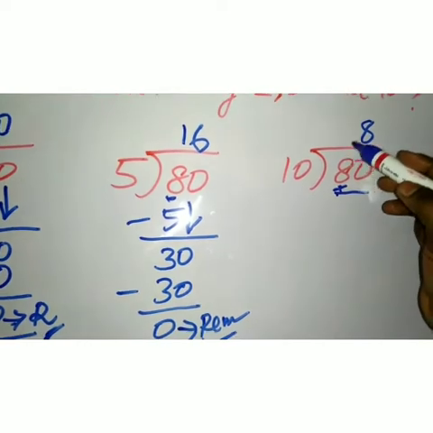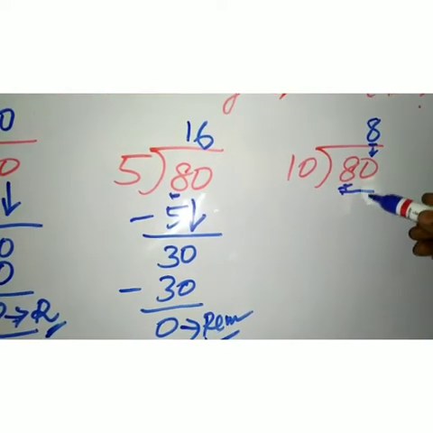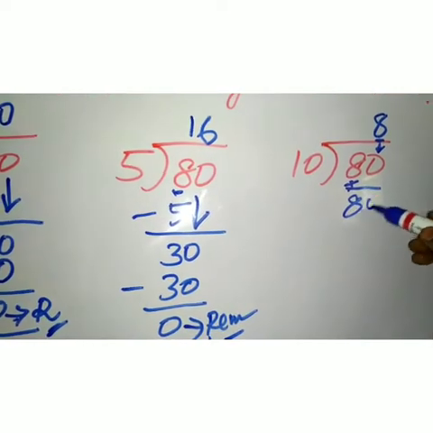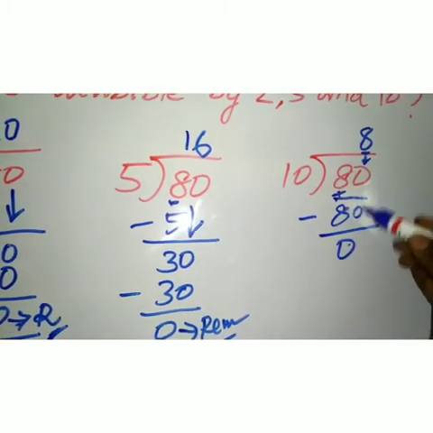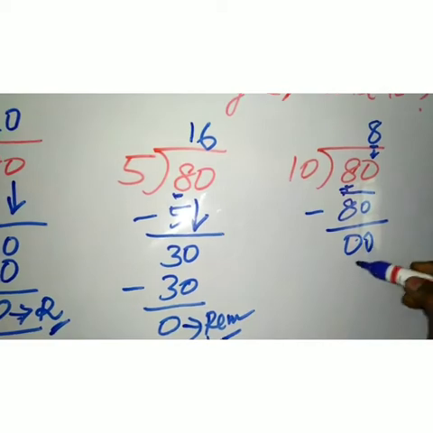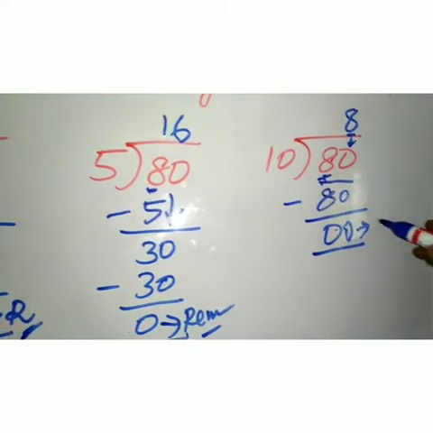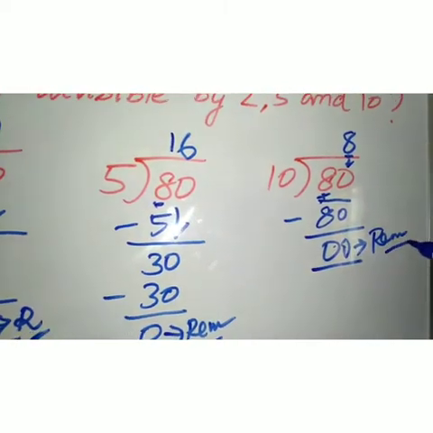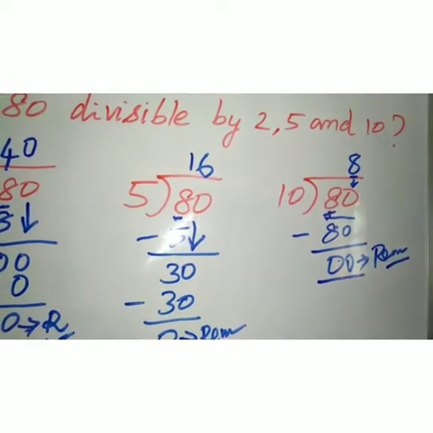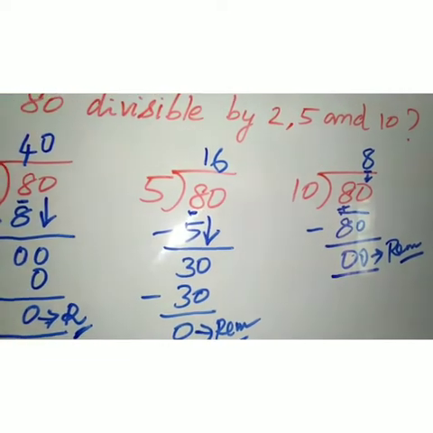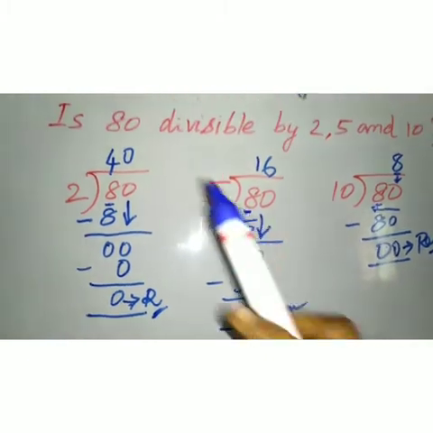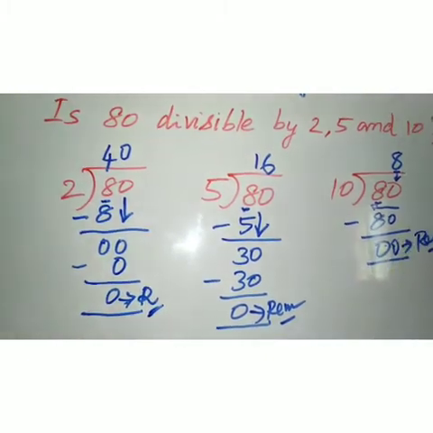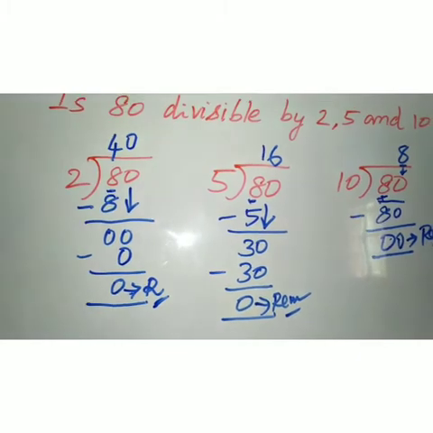If you consider the single number, that means 10's place number, you have to write the dividend in 10's place only, not in 1's place. 10 eights are 80. Subtract those two values, you get the answer as 0. So 0 is the remainder. Therefore 80 is divisible by 10. By using the division method, you can find the divisibility of the given number. By the division method, if you get the remainder as 0, then the particular number is divisible by the given number.